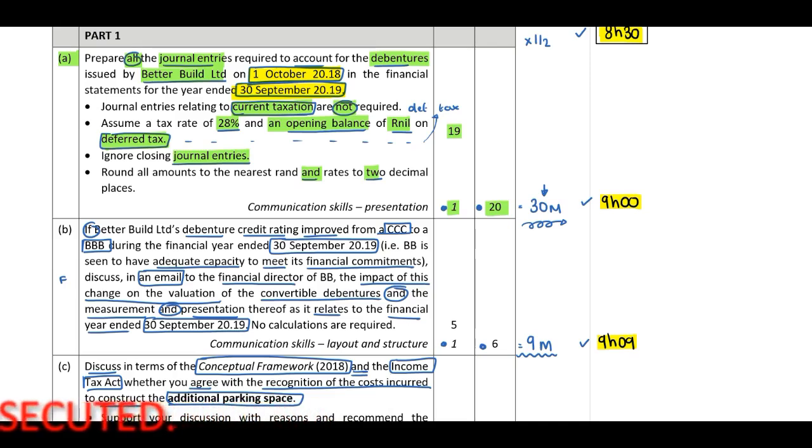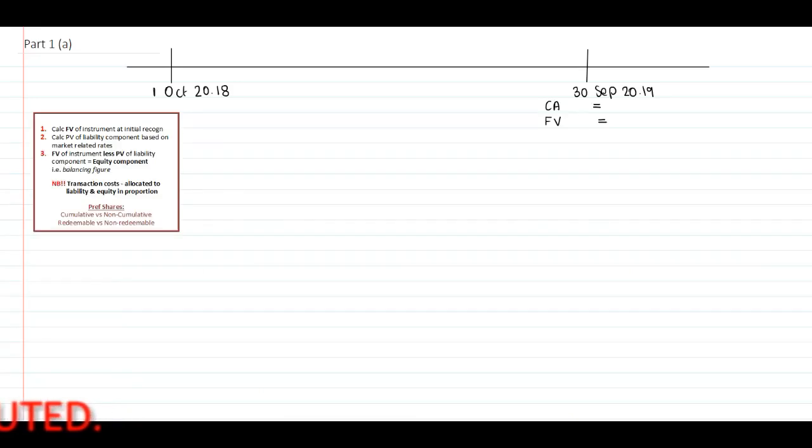Remember, this is financial instruments. On a new page, I will indicate that this is my part 1A for my marker. I include my timeline, and I know that this is a convertible debenture. Therefore, I have included the steps. But guys, you don't write this out. This you need to know.